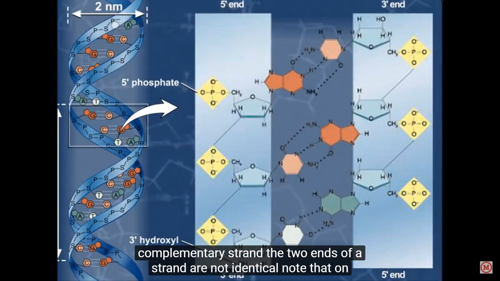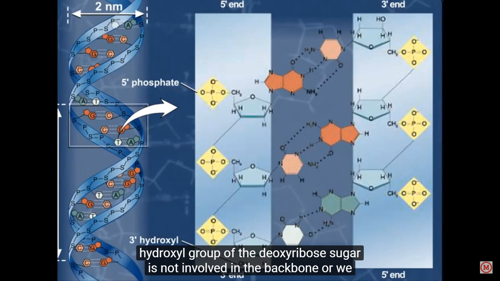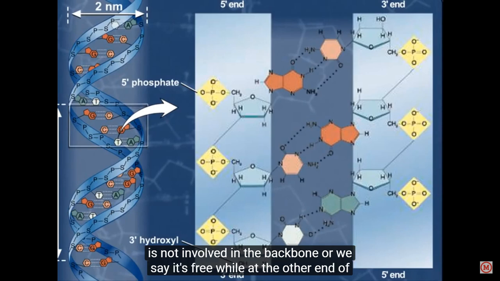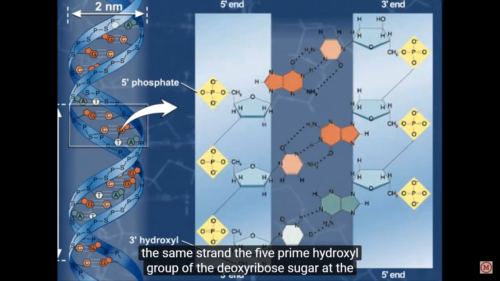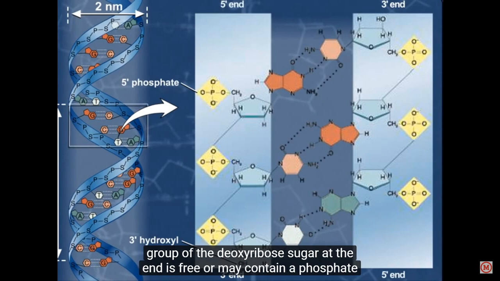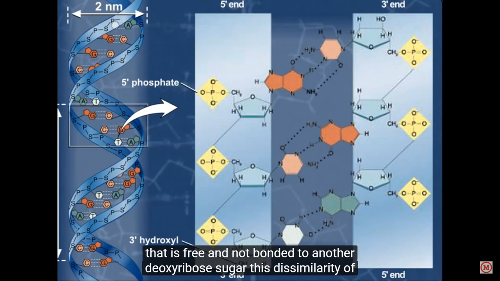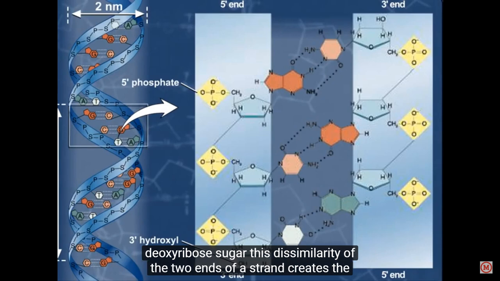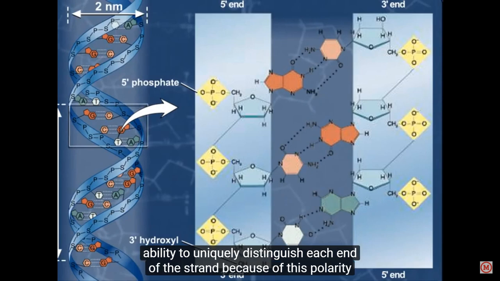The two ends of the strand are not identical. Note that on one end of each strand, the 3' hydroxyl group of the deoxyribose sugar is not involved in the backbone, or we say it's free. While at the other end of the same strand, the 5' hydroxyl group of deoxyribose sugar at the end is free or may contain a phosphate that is free and not bonded to another deoxyribose sugar. This dissimilarity of the two ends of the strand creates the ability to uniquely distinguish each end of the strand.